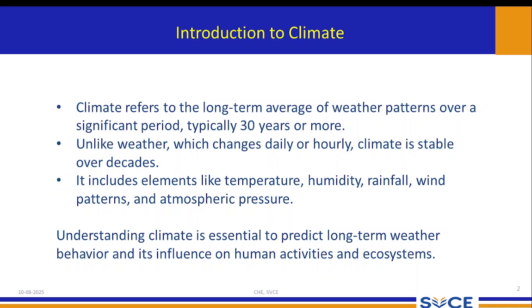I already told you, for example, if a farmer wants to cultivate a particular crop, and we understand the climate, then it will be easy. If the weather changes, obviously people may get affected. For example, during summer, if it rains, just imagine. We could not predict the weather condition. Understanding climate is essential to predict long-term weather behavior and its influence on human activities and ecosystems.